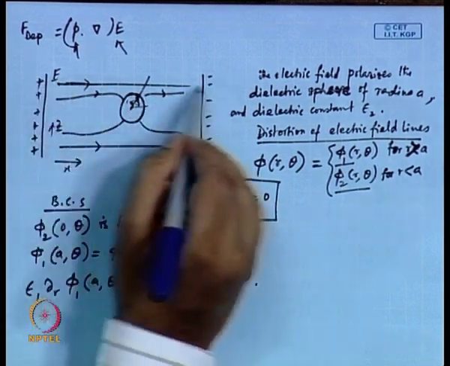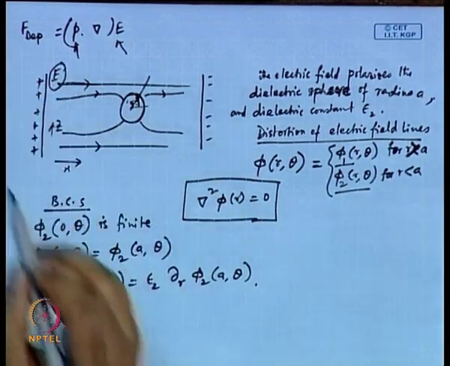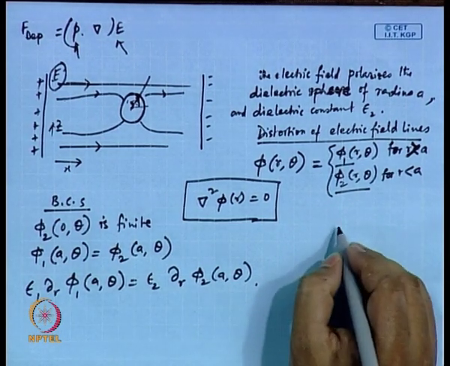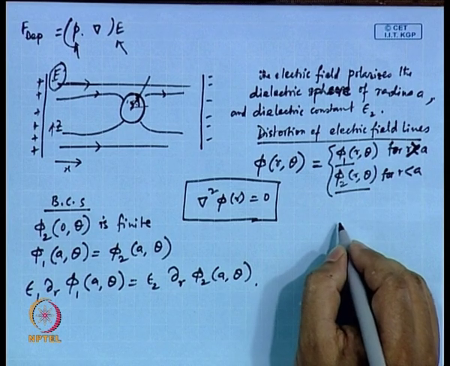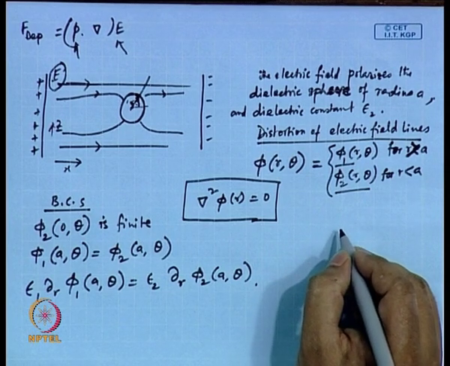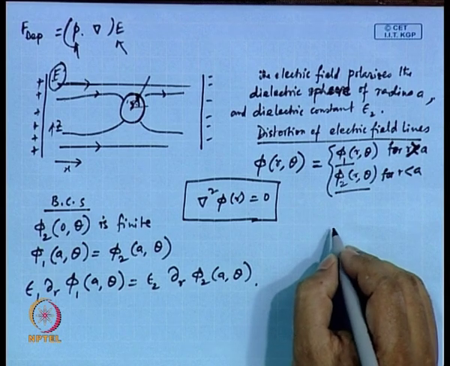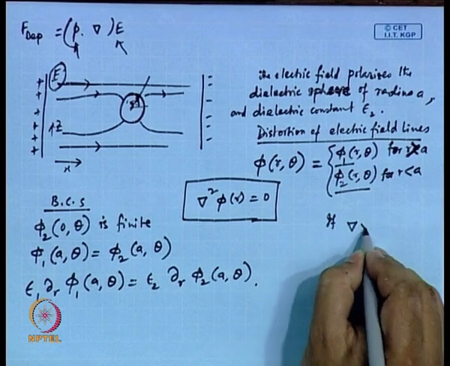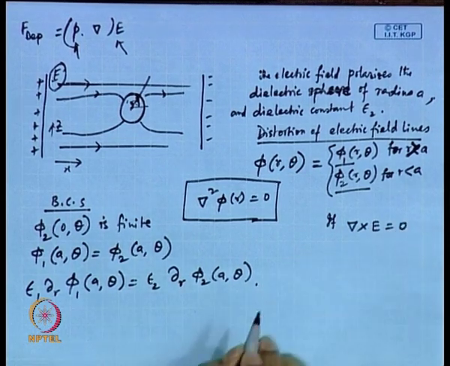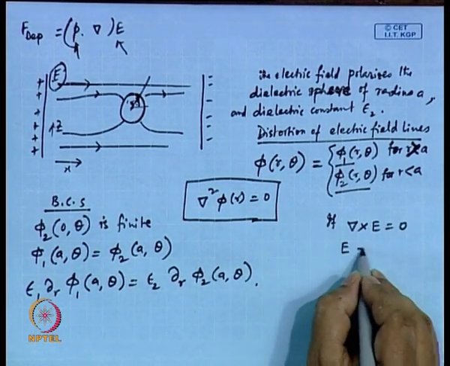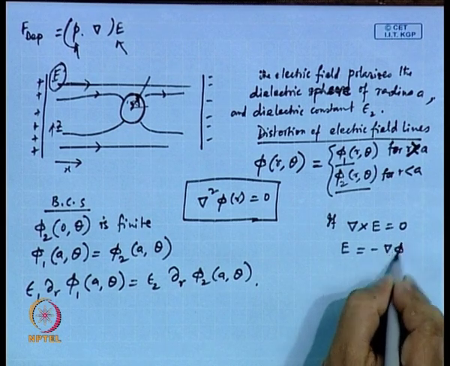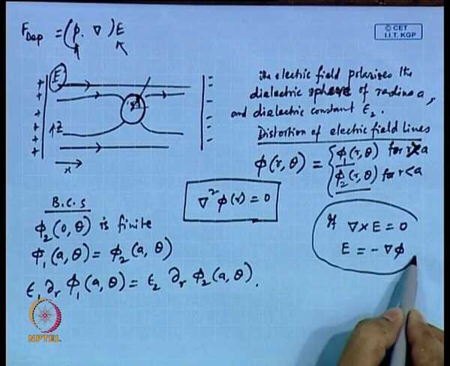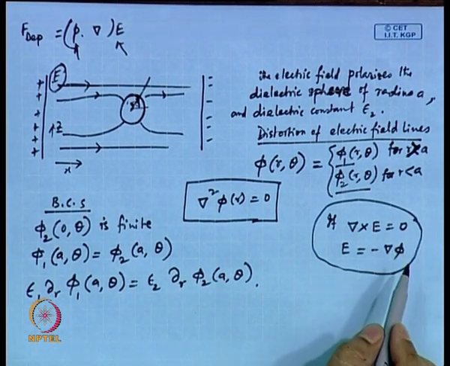You have imposed some electric field E, and how are this E and phi related? What is phi and what is E? You remember, phi is the potential and E is the electric field. How did we define this? We said that if del cross E is equal to 0, then E is equal to minus del phi, right. This is the definition. At the very outset we said this. You go through your earlier notes, you will see.